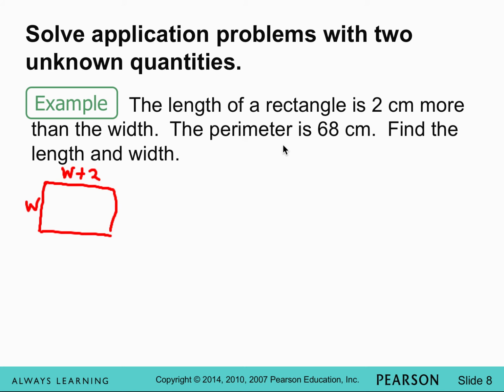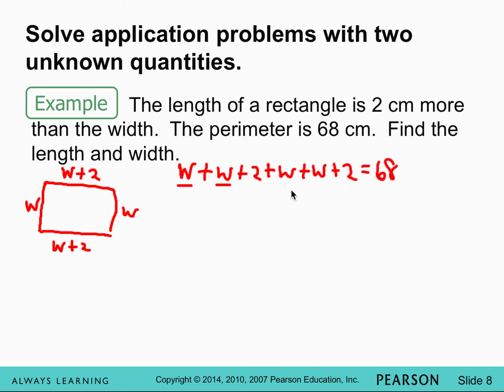The perimeter, what does the perimeter mean? That's right, all the way around. So we add up all the way around. That means we have W plus W plus 2 plus W plus W plus 2, and that must be 68. The perimeter is 68. So here's my equation. I've got some simplifying to do. There's 4 W's, and then there's a couple of constants I can add.